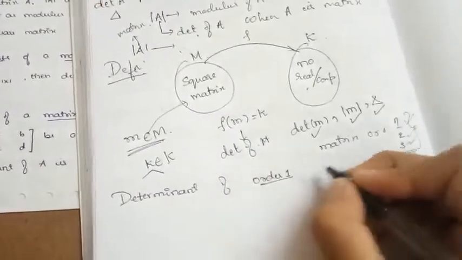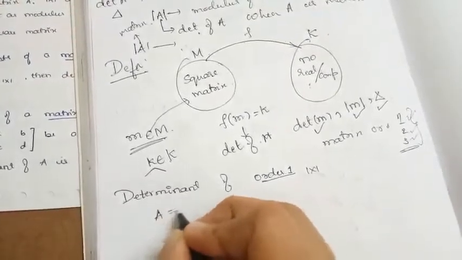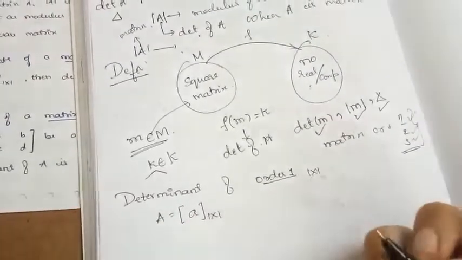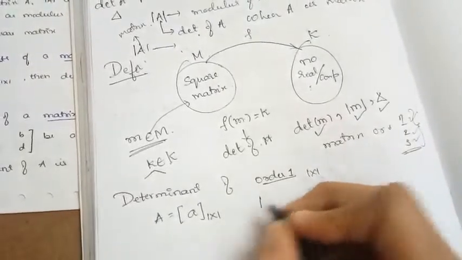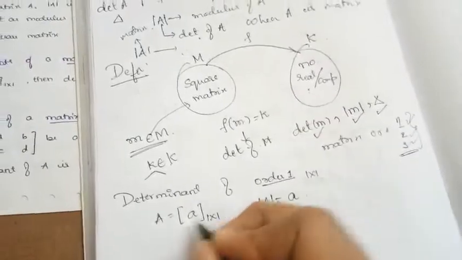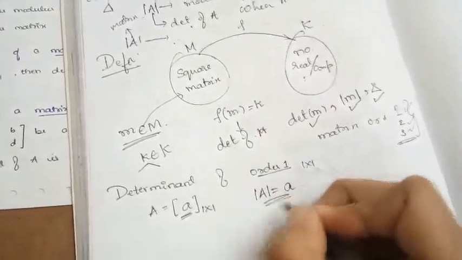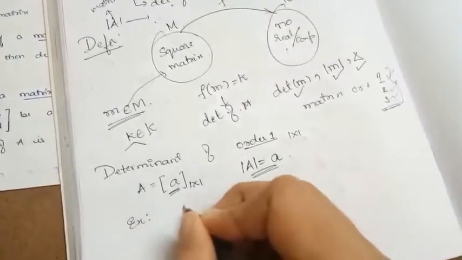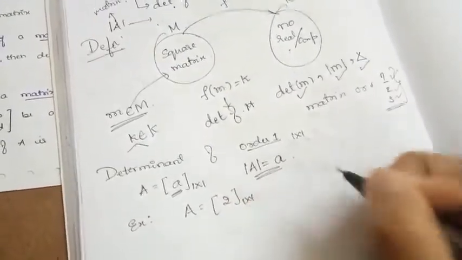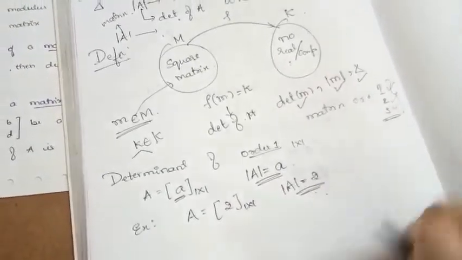Order 1, what does it imply? It has one row and one column. So the matrix is of the form like this, which is of order 1 cross 1. The determinant of this matrix is represented like this. It is nothing but the value which is inside this 1 cross 1 matrix, that itself. For example, if I take a matrix A equal to 2, which is of order 1 cross 1, then the determinant of that matrix is equal to 2 itself.